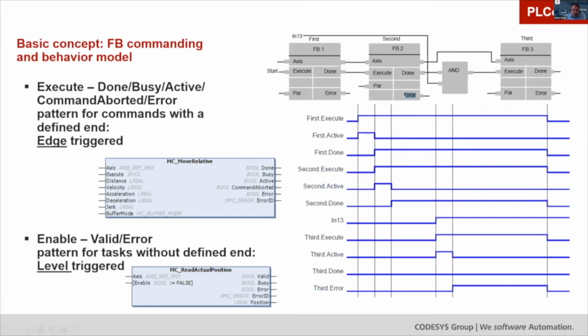Here on the right side, you see an example of 3 function blocks that have been programmed together. So the first function block here is started with a start signal. You see it here on the trace. When this first execute is set, then you see that the active output becomes true because the function block is starting the movement. And when the movement is finished, it sets the first done output. And in the way it is programmed in this example, you see that it triggers the execute of the second function block.